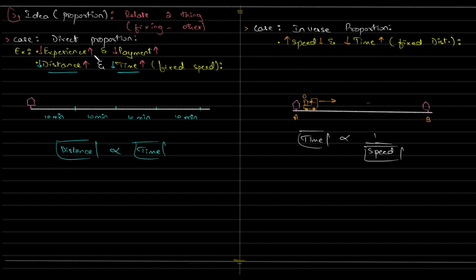So directly proportional is when one thing increases, the other thing also increases. Inversely proportional is a scenario wherein if you increase one thing, the other thing will decrease. If you increase this, this will decrease. While if you increase this, if you want to take more time, you need to reduce the speed, right? So this is your directly and inversely proportional.